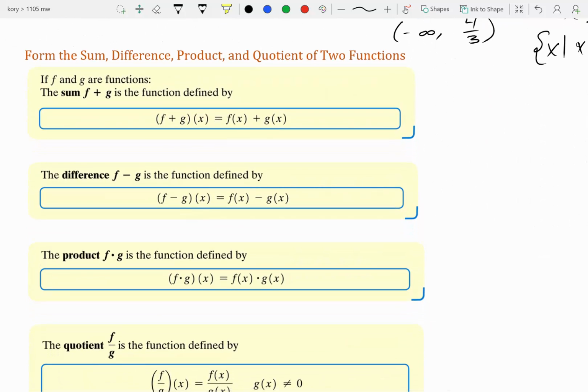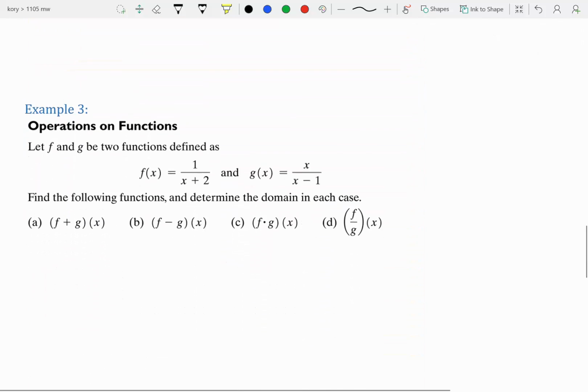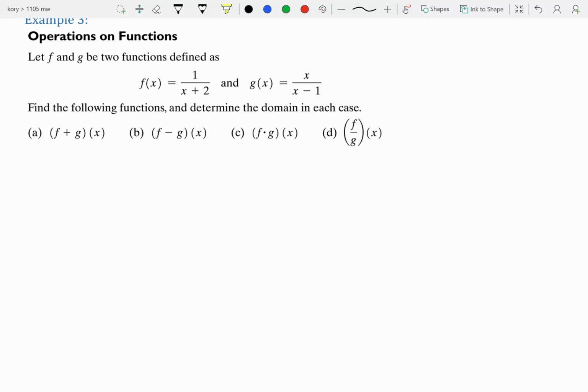Alright, so for the sum, difference, product, and quotient of two functions, basically this is telling us to do PEMDAS on functions. So we have the sum, which is adding the two functions. What you do is you just take f of x and g of x, or whatever the two functions are, and combine them. Same thing for difference, except you subtract them. The product you multiply, and the quotient you divide. So for example 3, we're going to do each of these. We're going to add them, subtract them, multiply them, and divide them.